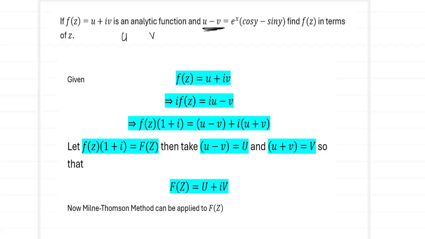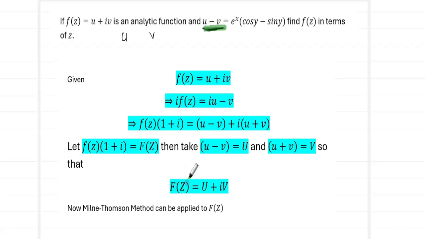Now if I assume the quantity f of z into 1 plus i to be my capital F of z, and I assume my u minus v as my capital U and this u plus v to be equal to capital V, then I get a new format called f of z is equal to capital U plus i capital V. Now I can notice this u minus v which has been given in our question now becomes the real part of my capital F of z.